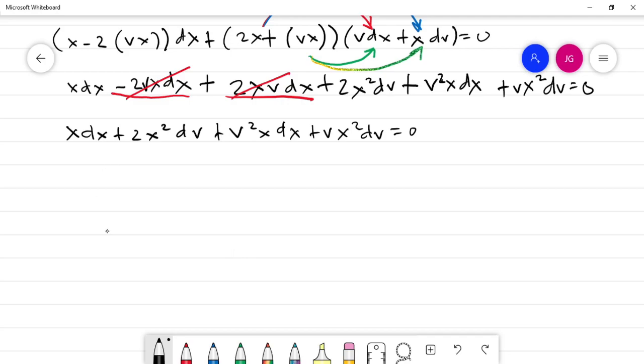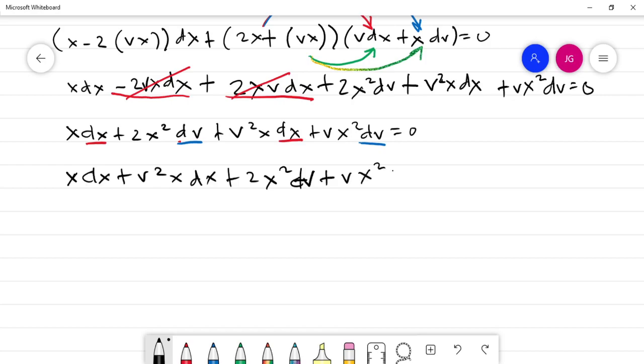Then after that, group in terms of dx. So we have dx here, then dv and dv. So rewrite the equation: x dx plus v squared x dx, then plus 2x squared dv plus vx squared dv, then equal to 0.